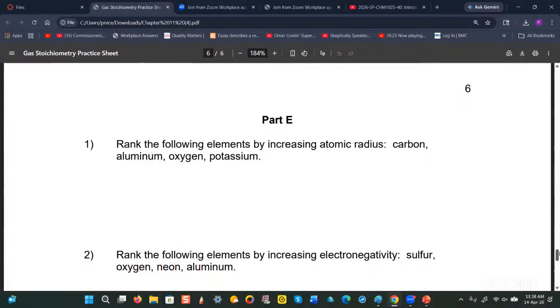You're adding a proton to the nucleus. At the same time, you're adding an electron to the same shell. So what's the consequence of that? The consequence is that because you're adding protons as you go from one atom to the next across a period, you're increasing the nuclear charge, and the nucleus will have a greater pull on the surrounding electrons.